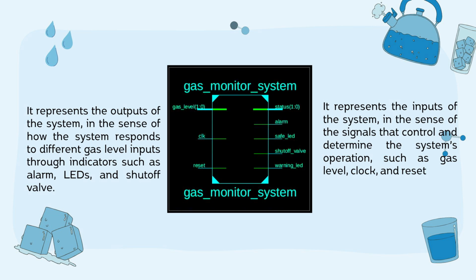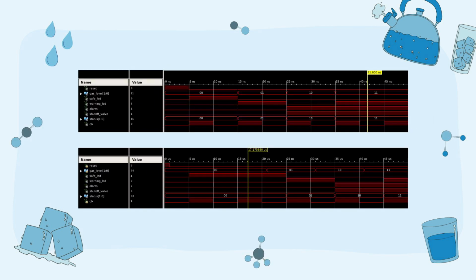This schematic shows the RTL or register transfer level representation of the VHDL gas monitoring system. On the left side are the input signals, which include the gas level, clock, and reset. These inputs control the system and determine its operation. On the right side are the output signals, such as status, alarm, safe LED, shutoff valve, and warning LED. These outputs represent the response of the system based on the gas level input. The internal connections in the schematic represent the hardware logic generated from the VHDL code. This confirms that the design was correctly translated into a hardware-level structure.